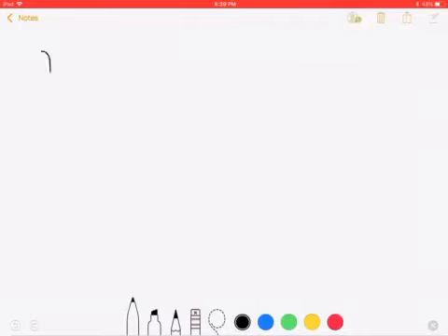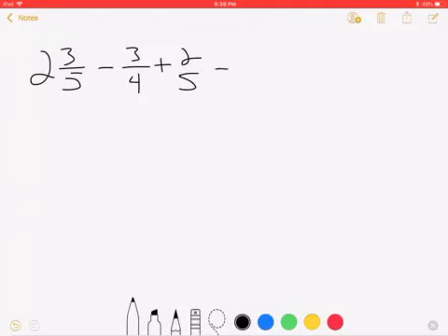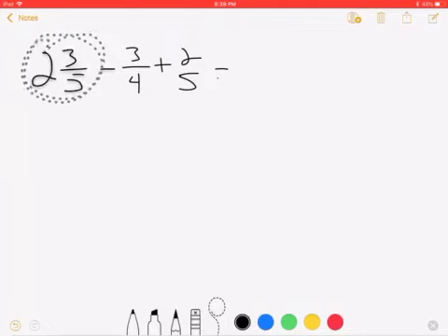2 3/5 minus 3/4 plus 2/5. Now remember I said think of this particular fraction, the very first fraction, as your lead fraction. Okay, I want you to think of that as the lead. That's the mom, that's the teacher, that's the head honcho there. That fraction makes all the decisions. Think of that one as your lead fraction.